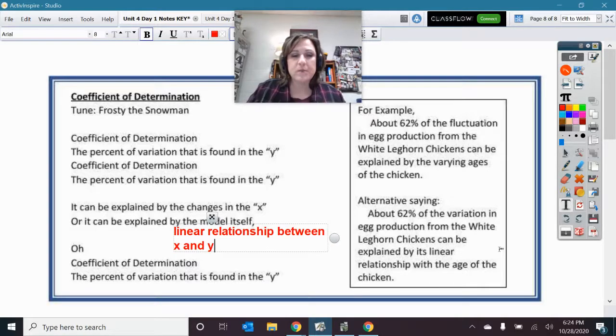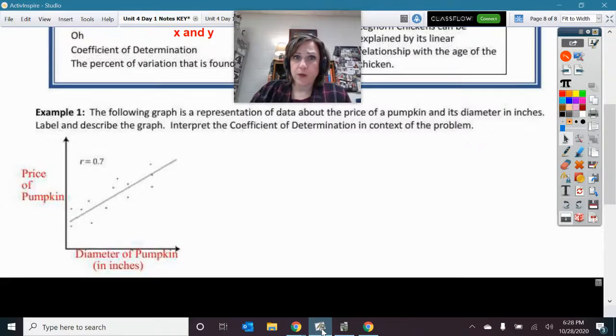Okay, here's an example. About 62% of the fluctuation in egg production from white leghorn chickens can be explained by the varying ages of the chickens. Here's another way to say it: about 62% of that variability in egg production can be explained by that linear relationship with the age of the chicken. So there we go. All right, let's do our interpretations of our examples. These are the same examples from when we interpreted the R value, the correlation coefficient. Here we are talking about the price of the pumpkin versus its diameter. If we want to do R squared, let's talk about what that means. So R is 0.7. Therefore, what's R squared?